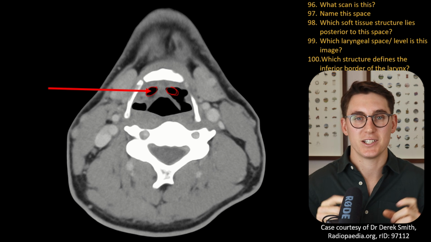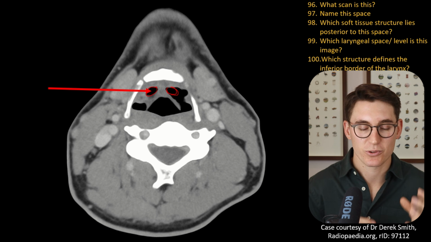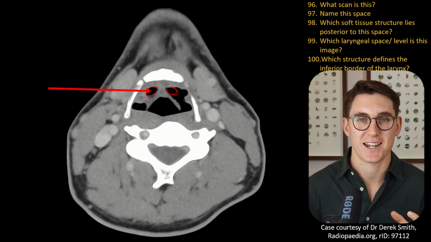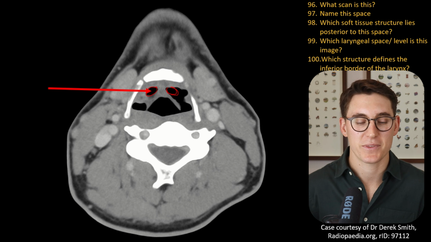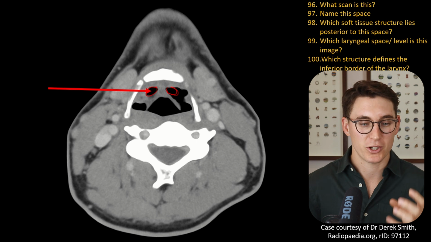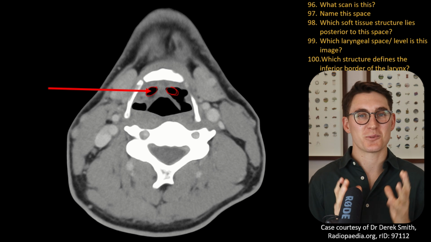our arytenoid cartilages, our thyroid and cricoid cartilages, our aryepiglottic folds. It's a really intricate structure, but once you understand that anatomy, it's a really important part to look at on your CT scan, and you'll start picking up things that maybe your colleagues aren't picking up because you have good understanding of that anatomy.